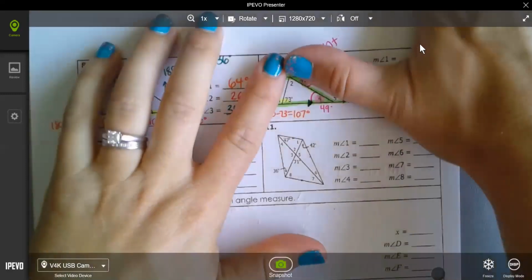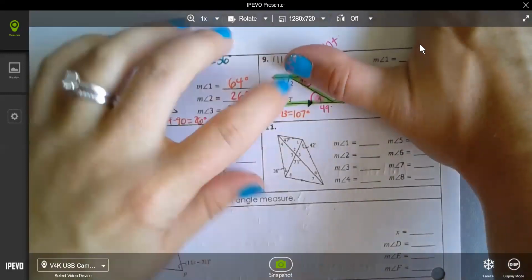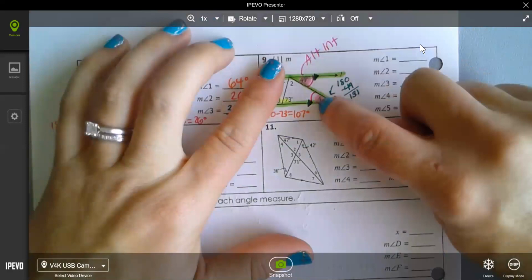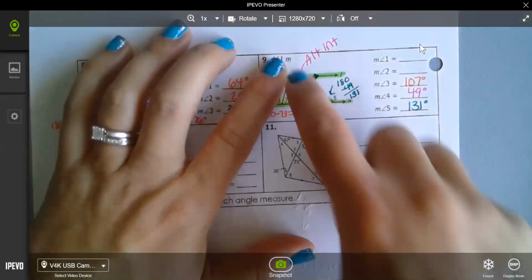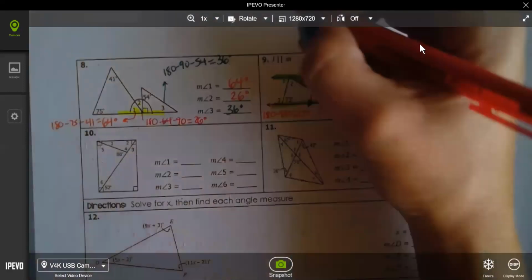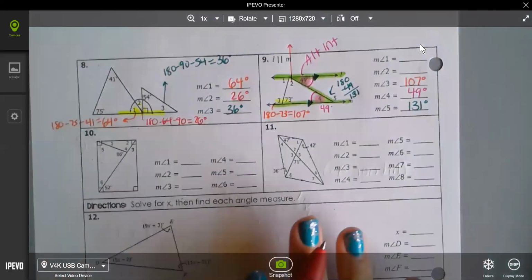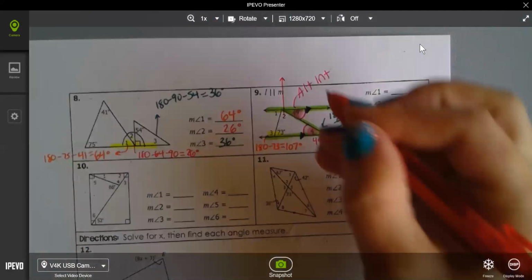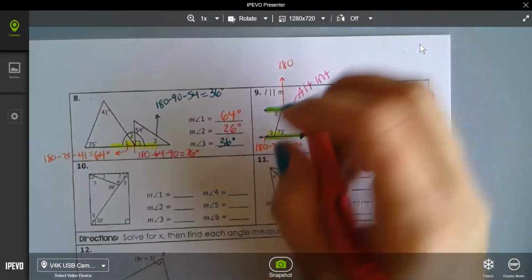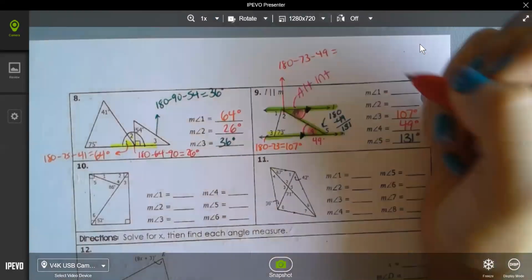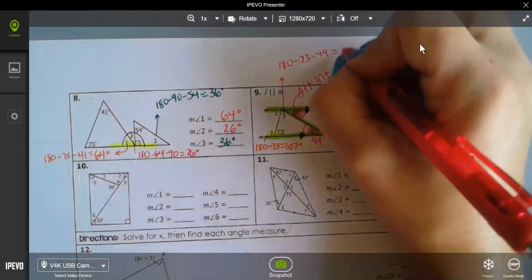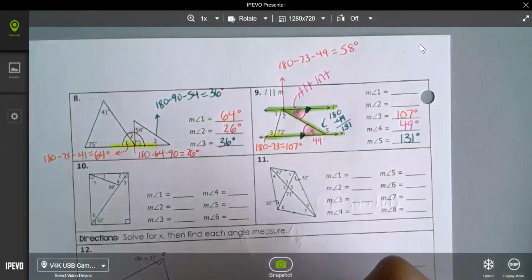Okay, so if I go to my triangle, I know this one's 73, I know this one's 49, so now I can figure out number 2. So number 2, I'm going to go right up here. A triangle is 180, subtract the 73, subtract the 49, and we get 58 degrees for angle 2.